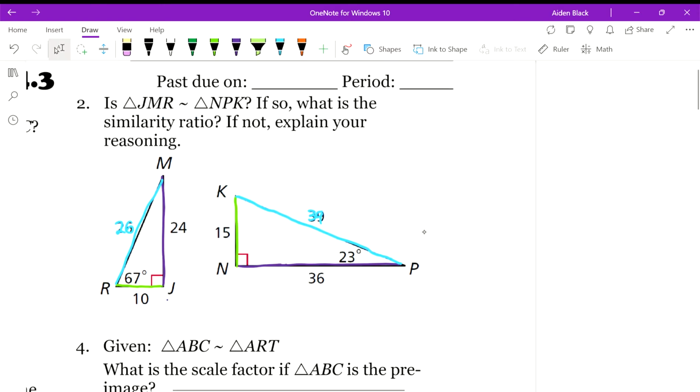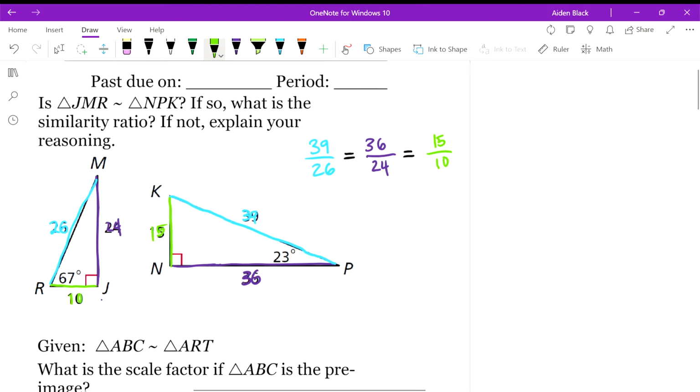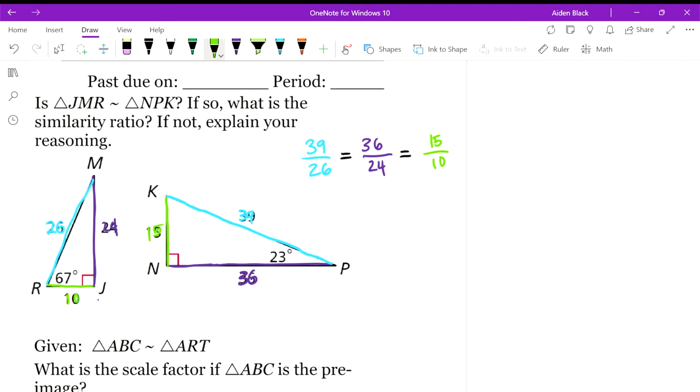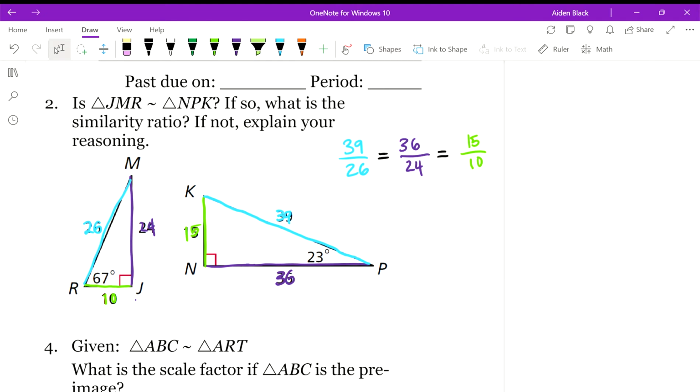And what I'll do is take 39 divided by 26, and this should be equal, if they're similar, to 36, this length here, over 24, which should be equal to 15 divided by 10. Now if you wanted to, you can just type all of these into the calculator, and if you get the same number for all of them, then you know that all corresponding sides are proportional.